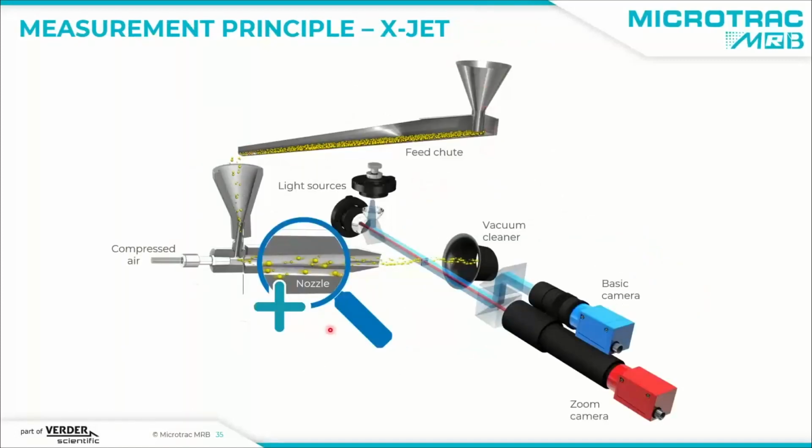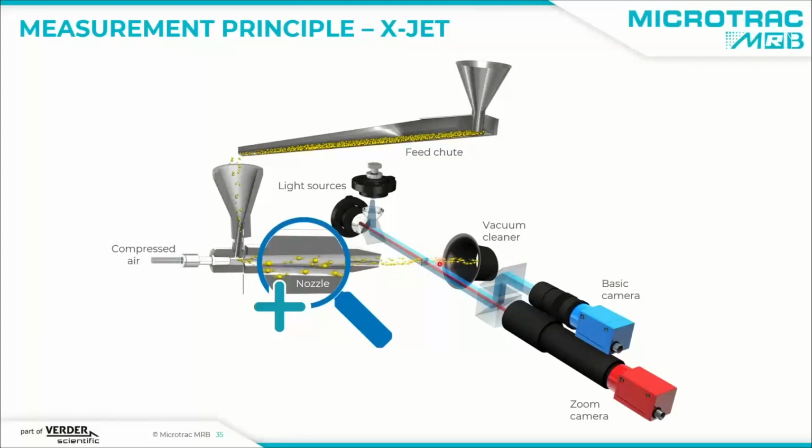Or you can do dry analysis. Dry analysis is much more common with the ChemSizer than wet. You have your sample here on a vibrating feed chute. The particles drop into this funnel here, are captured by an airflow, which is generated by compressed air connected to the device. The particles are accelerated through a nozzle and separated from each other, and then they are measured here by the two cameras.